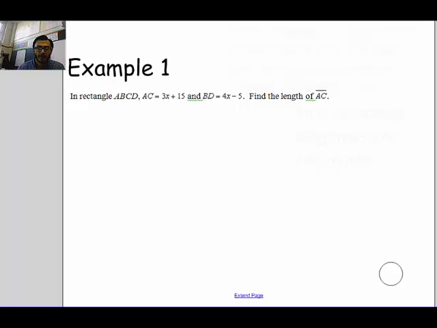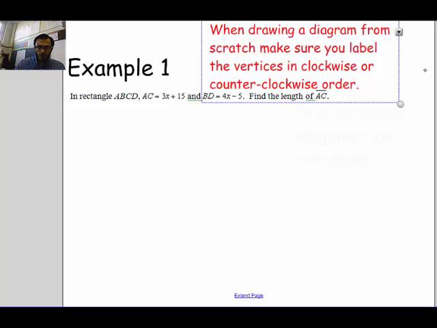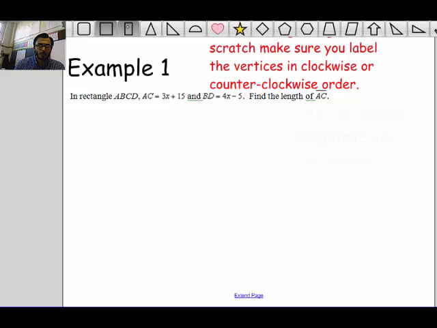Example 1 says, in rectangle ABCD, AC equals 3x plus 15 and BD equals 4x minus 5. Find the length of AC. So, before I begin drawing the diagram, you should know that whenever you're drawing a diagram from scratch, make sure you label the vertices in clockwise or counterclockwise order. And here's what I mean.